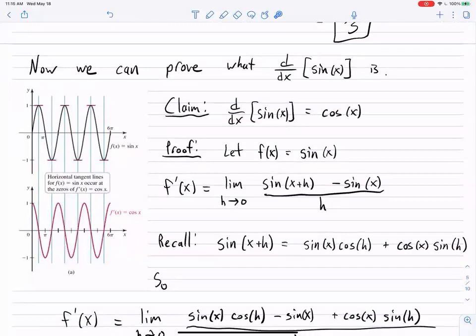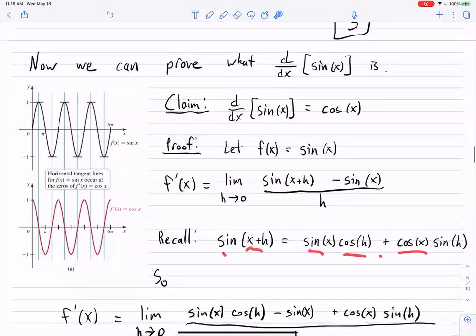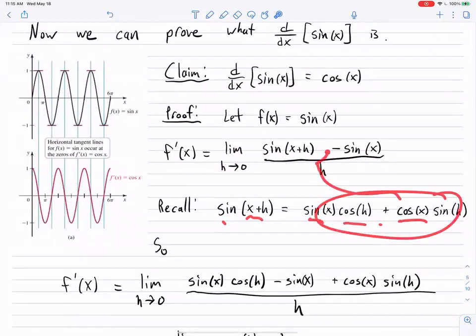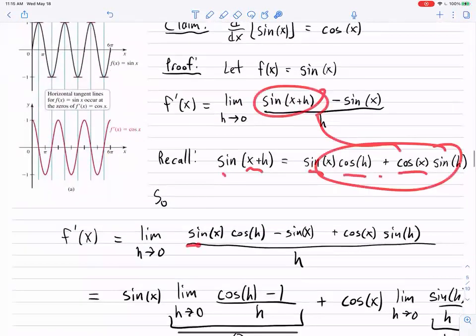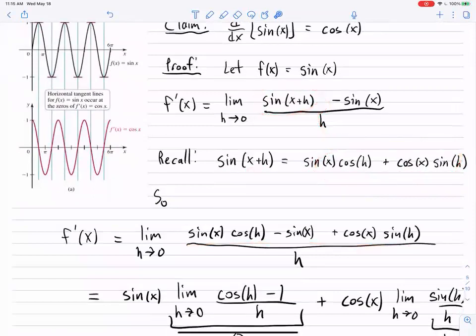And the way we're going to prove it is by the definition. Remember, if f of x is sine of x, then f prime of x is the limit as h approaches 0 of sine of x plus h minus sine of x, over h. But using the sum formulas for angles, sine of x plus h is sine of x cosine h plus cosine x sine of h. So plugging that in for sine of x plus h, we get sine of x cosine of h minus sine of x plus cosine x sine of h.